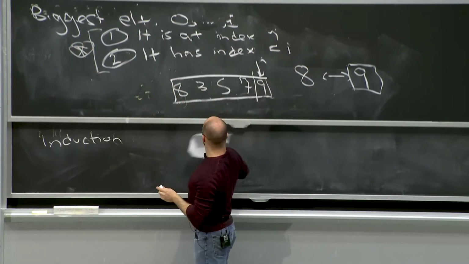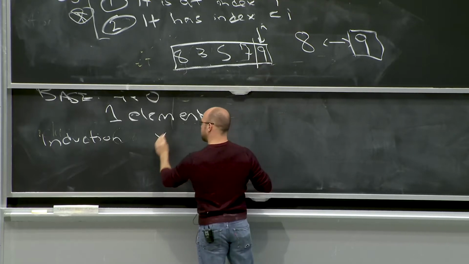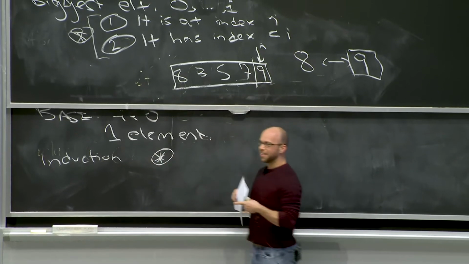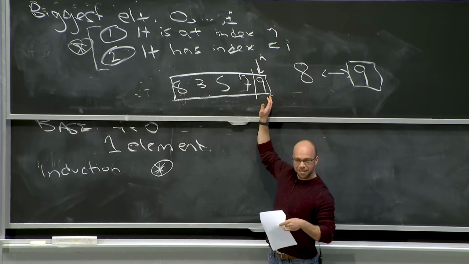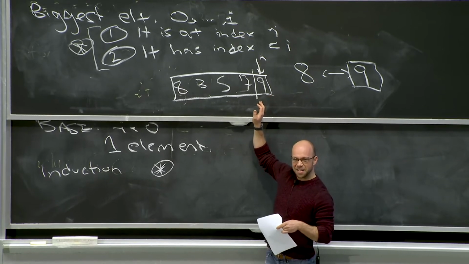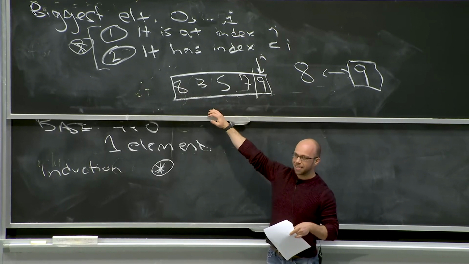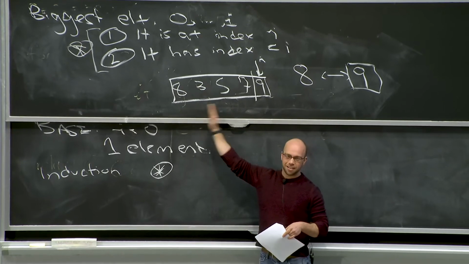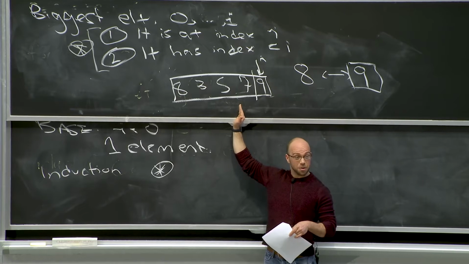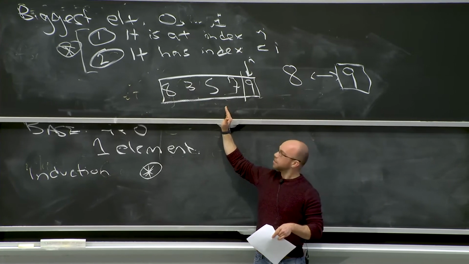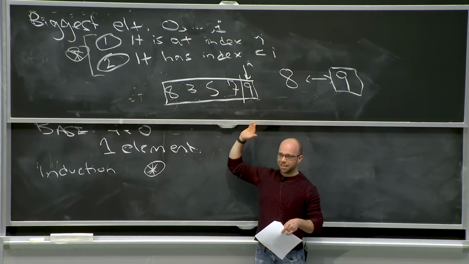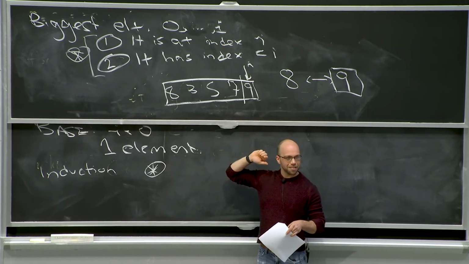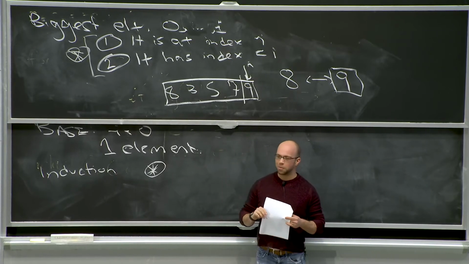And this is precisely what we need to justify the inductive step. Essentially, there are two cases: either the biggest element in my array is the last one, or it's not. By our inductive hypothesis, we have already argued that our code can find the biggest element between index 0 and index i minus 1. So as long as we take the max of that and the very last element, we're in good shape. Okay, so this is our very informal proof of correctness.